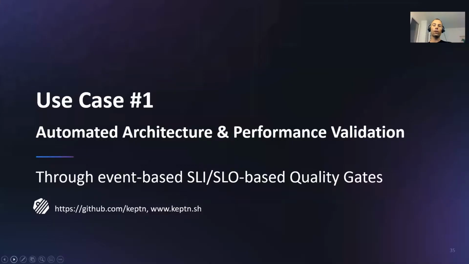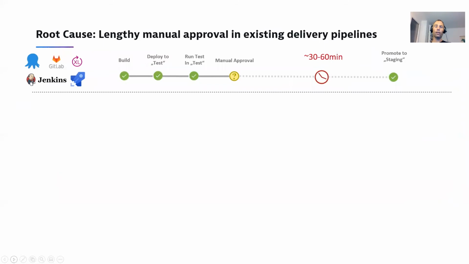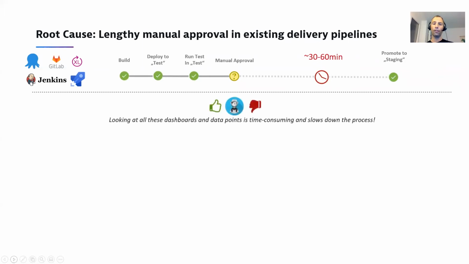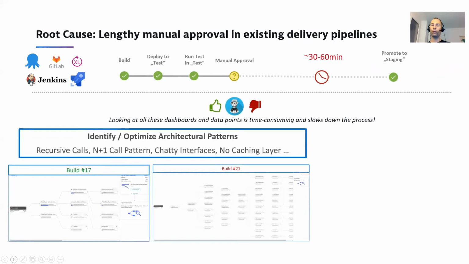All right, so let's give you the first use case. Coming back to the presentation, automated architecture and performance validation. What a lot of organizations have tried to do is use some automation where you build and then deploy and then run some tests against the system that you've just built. That's great. But then typically there's this manual, lengthy time where somebody needs to look exactly at the data I showed you earlier.